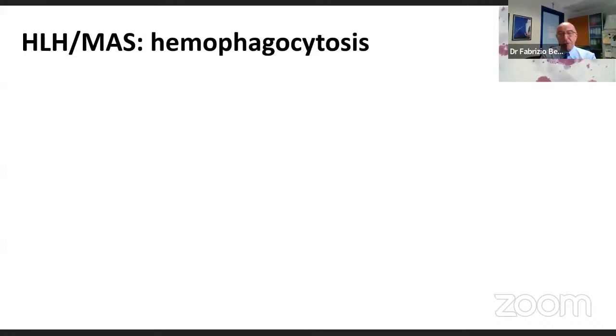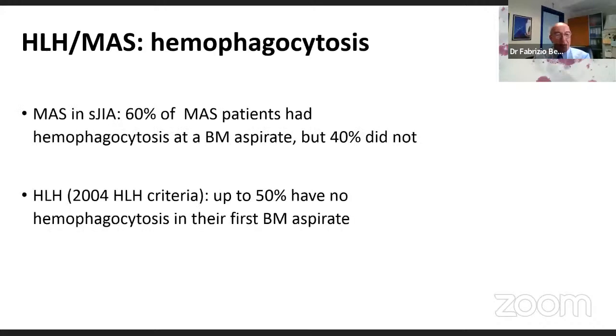Hemophagocytosis. This will be discussed later in detail, but I'll give you my take. It's not only my take, it's also the take of the group I showed to you before. So 60% of patients with MAS had hemophagocytosis at the BM aspirates, and these are data from the large 350 patient collection from Francesca Minoi and Angelo Ravelli, but 40% did not.